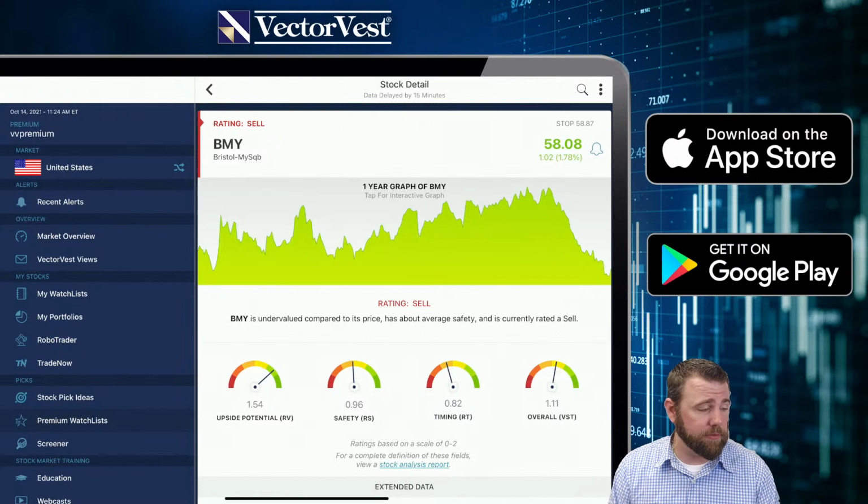BMY, there we go. Great long-term potential, but does have a little bit more risk associated with it. Unfortunately, it is in a decline currently as well, so therefore it's a good stock, but with more risk and a steady decline in price, right now is not the time to be long in it.